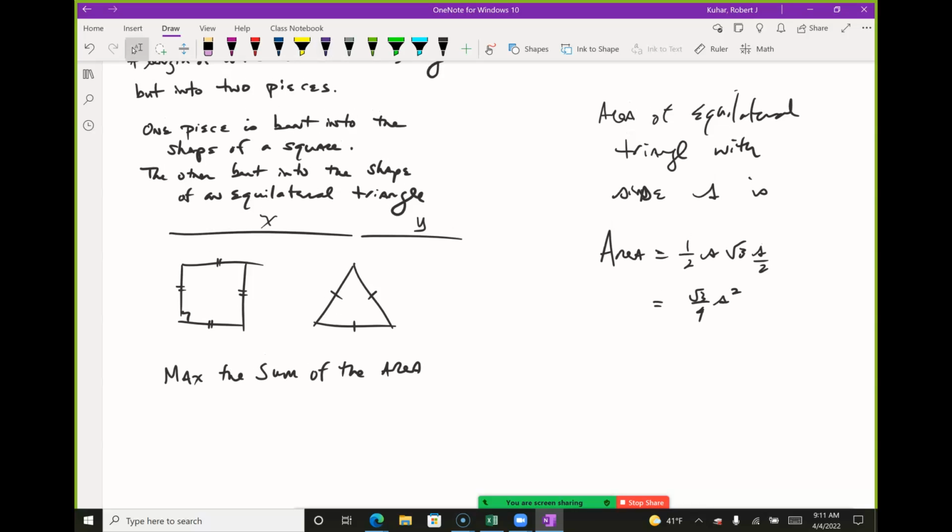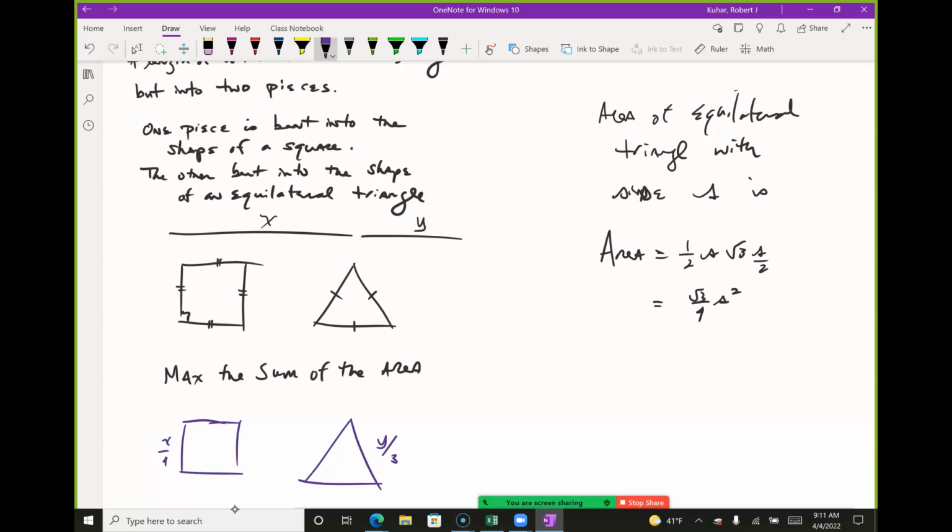Okay, so area of square plus area of triangle. Okay, good. That's what we have to maximize, right? So this is going to be x over 4, right? And the equilateral triangle will be y over 3, right?